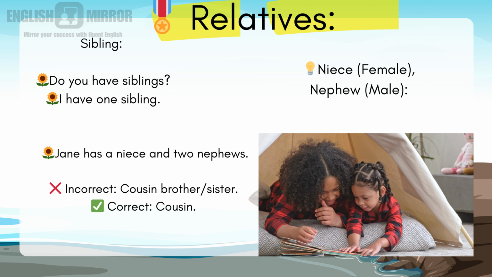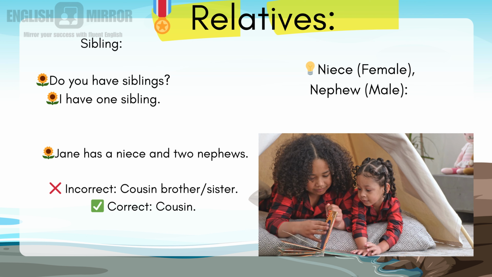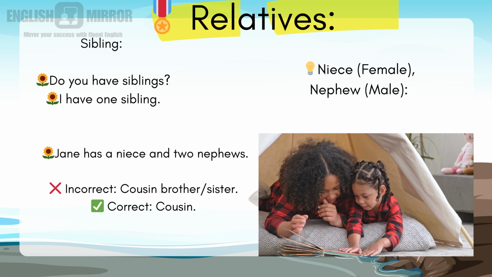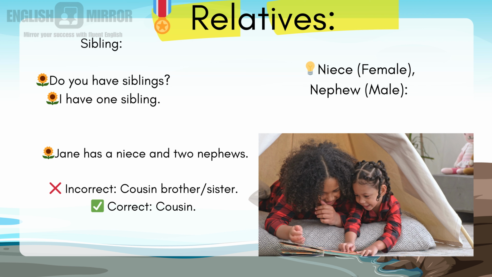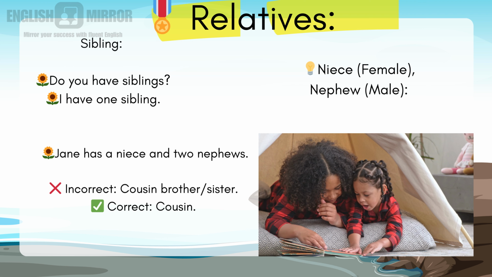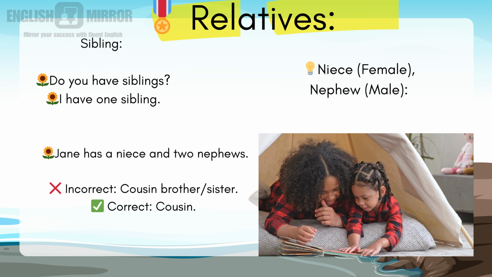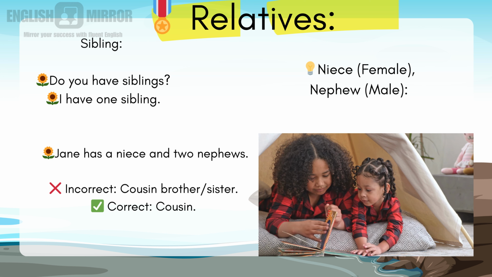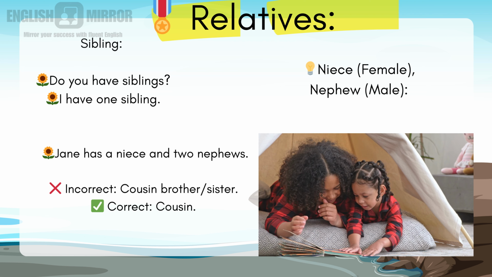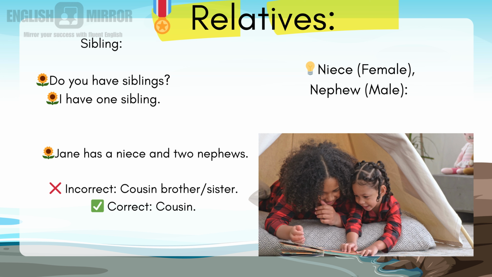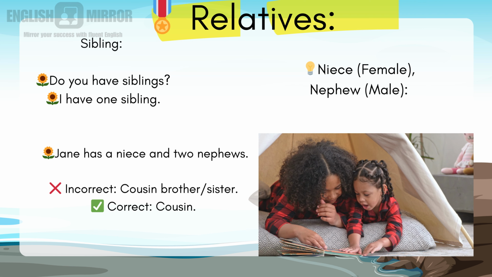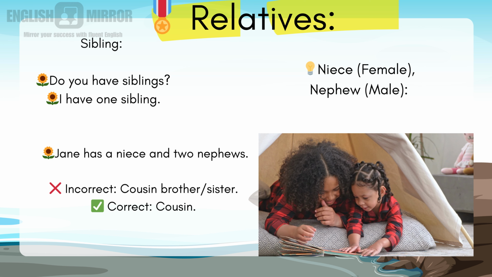Got it. Now I'll be talking about the words niece and nephew. A niece is a female person, and a nephew is a male person. Jane has a niece and two nephews. Next is cousin brother or cousin sister. There is no need to say cousin brother or cousin sister. In general, we can just say cousins.